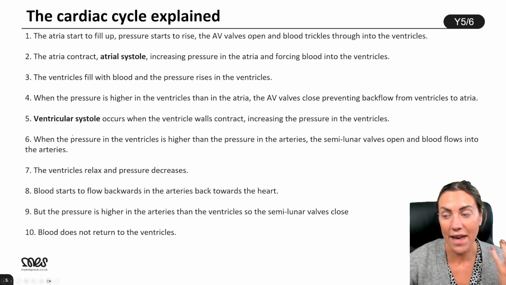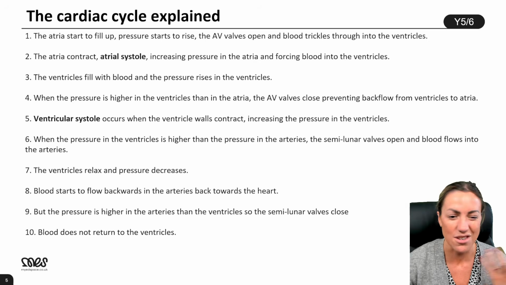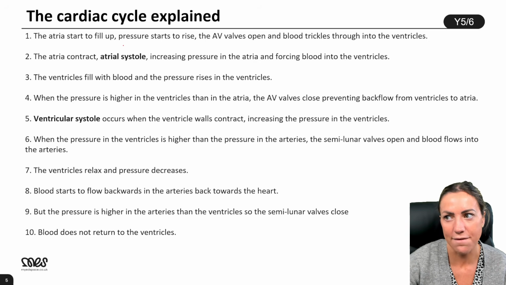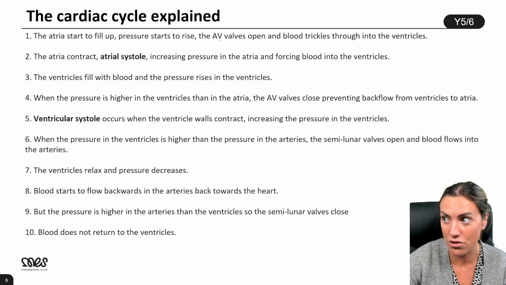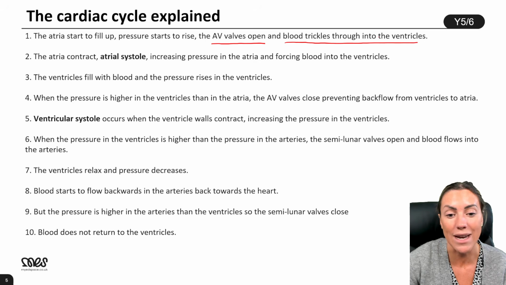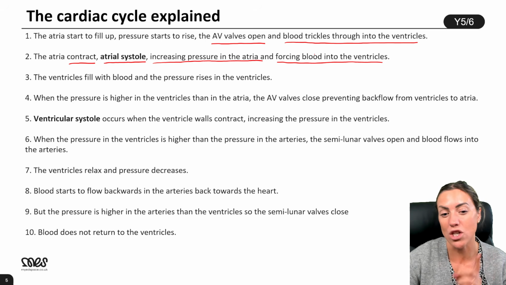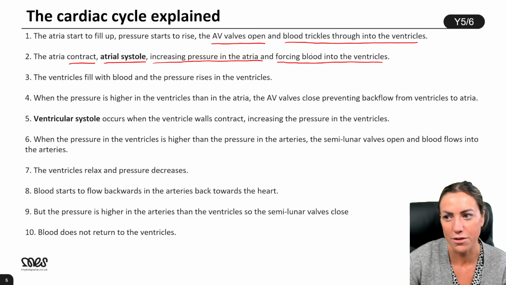Again, I'm going to start with the atria filling up with blood. It is a cycle, so you could start anywhere, but let's start there because it makes sense to me. So the atria start to fill up with blood, so pressure will start to rise in the two atria. Because the pressure is higher in the atria than in the ventricles, the AV valves open and blood will start to trickle through into the ventricles from the atria. The atria then contract, which is called atrial systole. That increases the pressure even further in the atria, forcing more blood into the ventricles to make sure that all the blood goes into the ventricles.